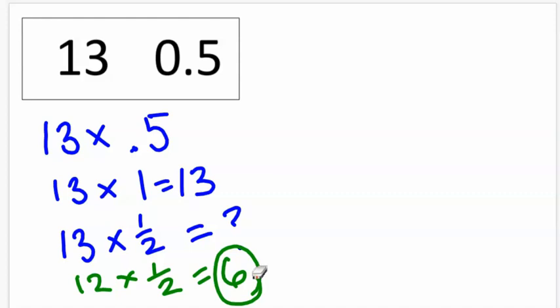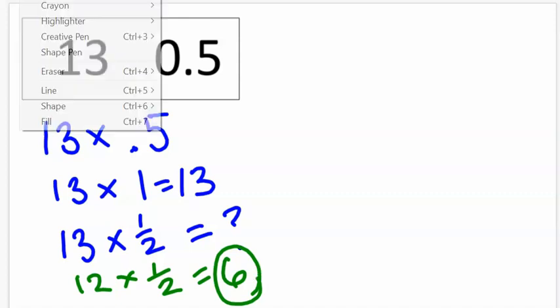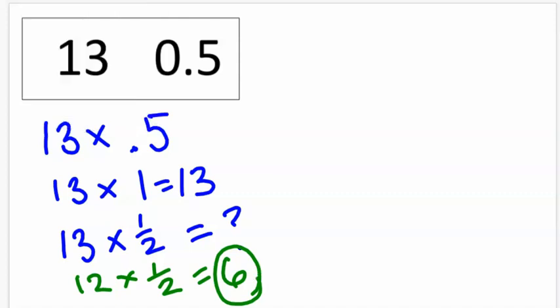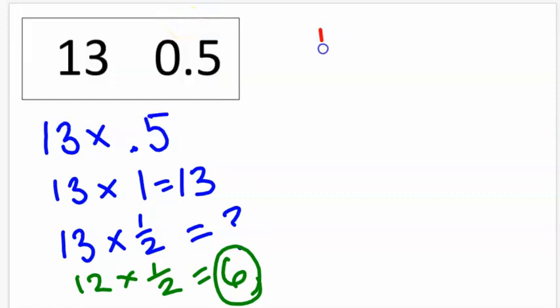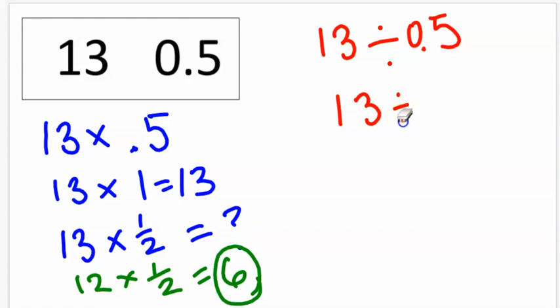So let's look at now at the quotient of 13 and 5/10. Change pen colors. 13 divided by 5/10. Well, I know if I have 13 and I divide it by 1, I'm going to have 13.